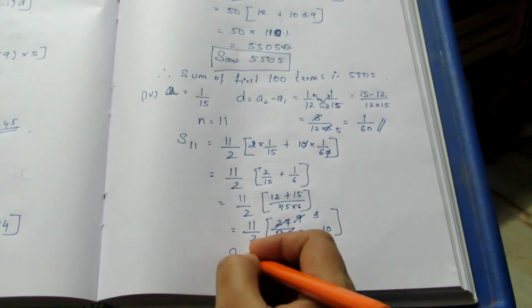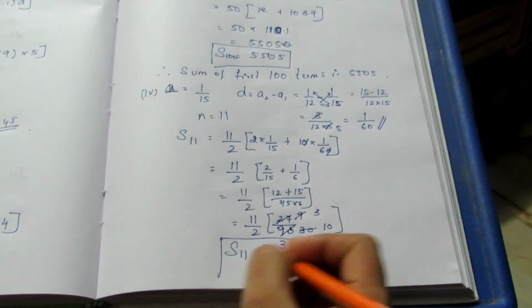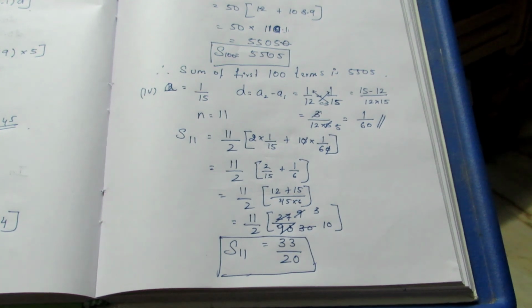So S11 for the last sum is 33 by 20, the final answer for this sum. That's all with the sum.